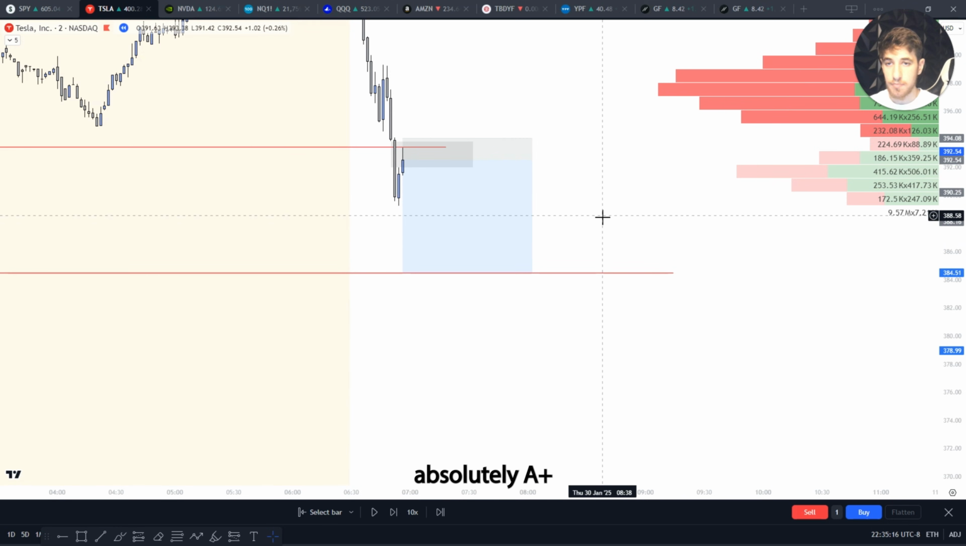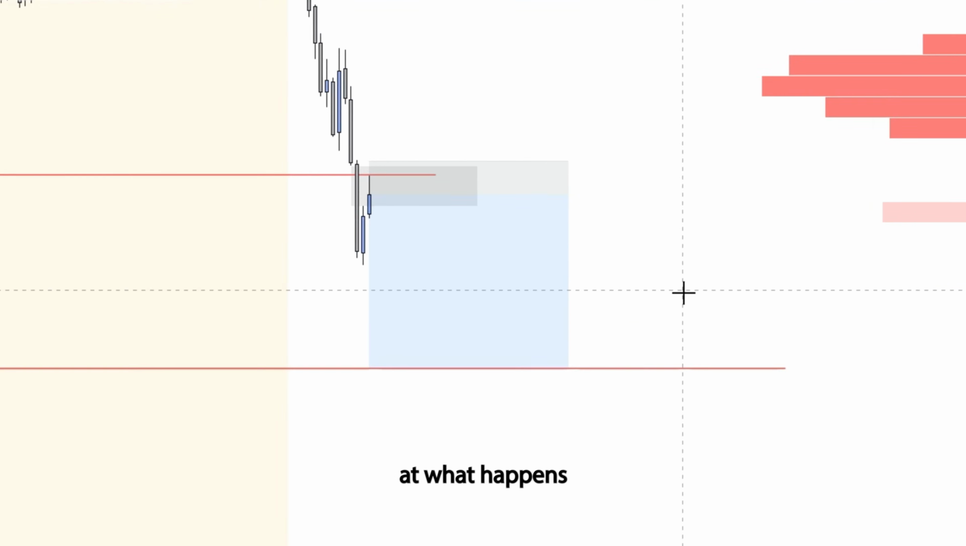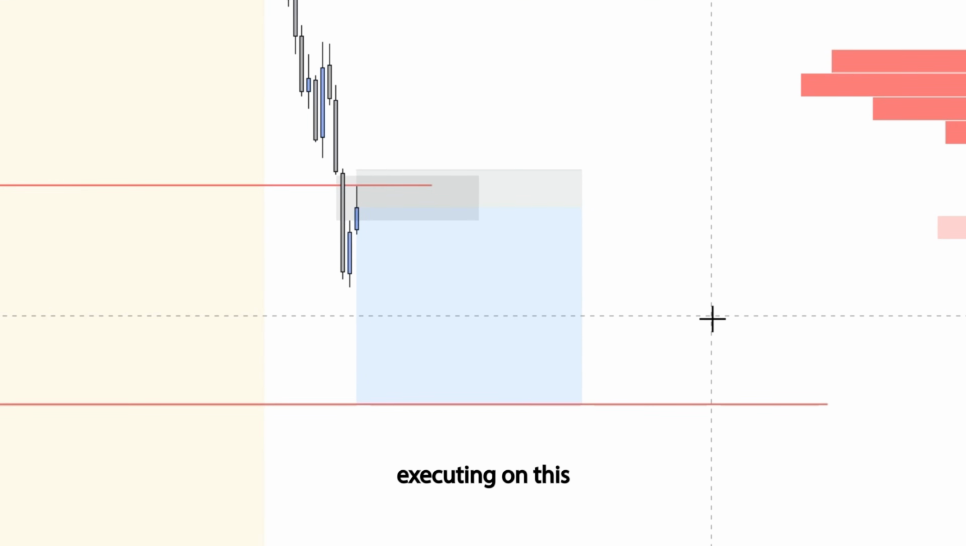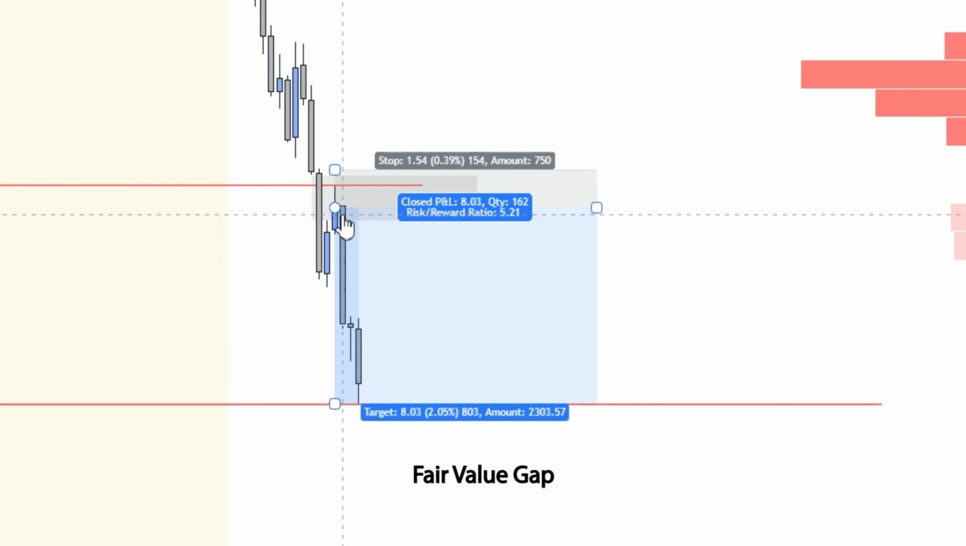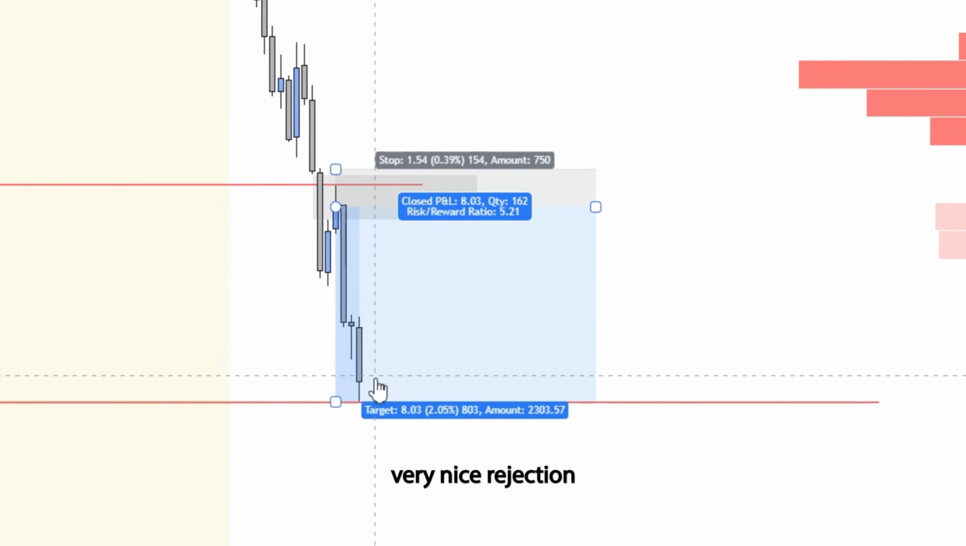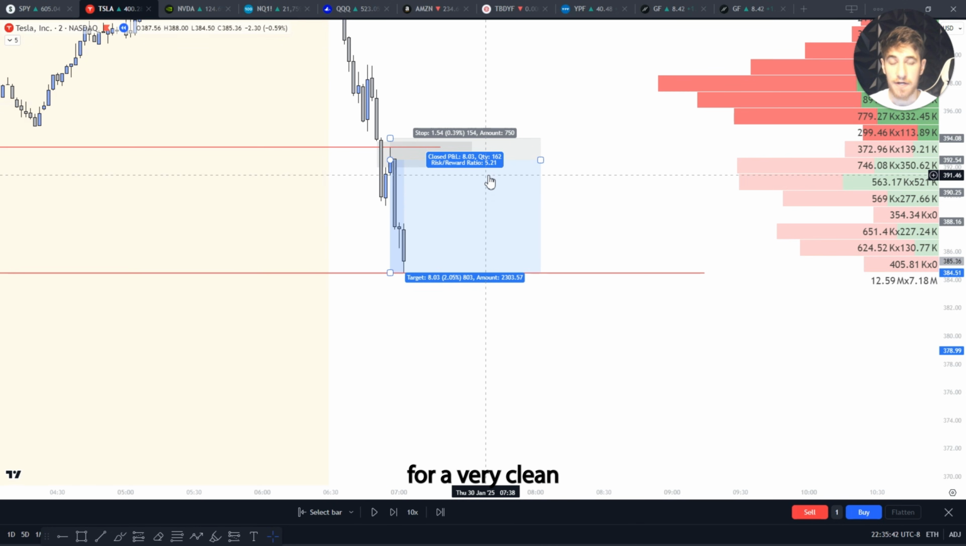This is absolutely A+. This is a trade I took actually today as we were recording this, and it was a perfect follow through, and it doesn't get any better than this. So let's take a look at what happens to the setup and how we end up executing on this. From that fair value gap, we get a very nice rejection down to that low for a very clean 5R trade that we can find pretty much every single day.